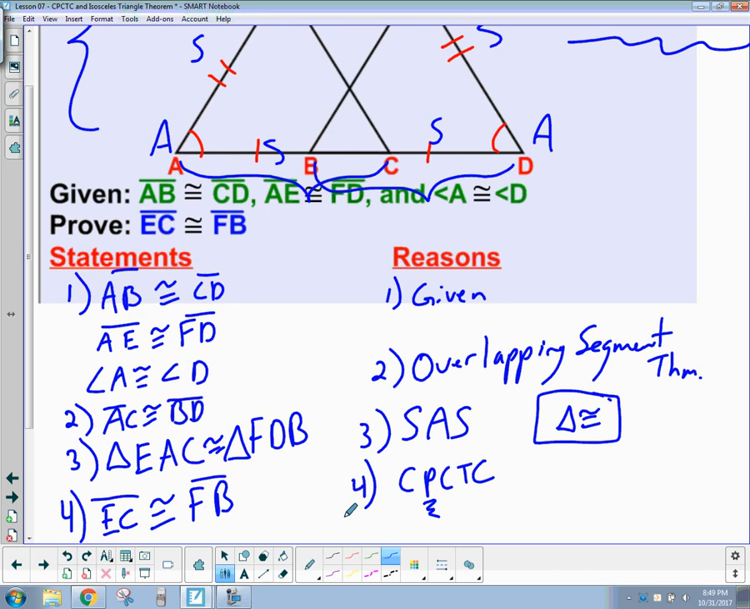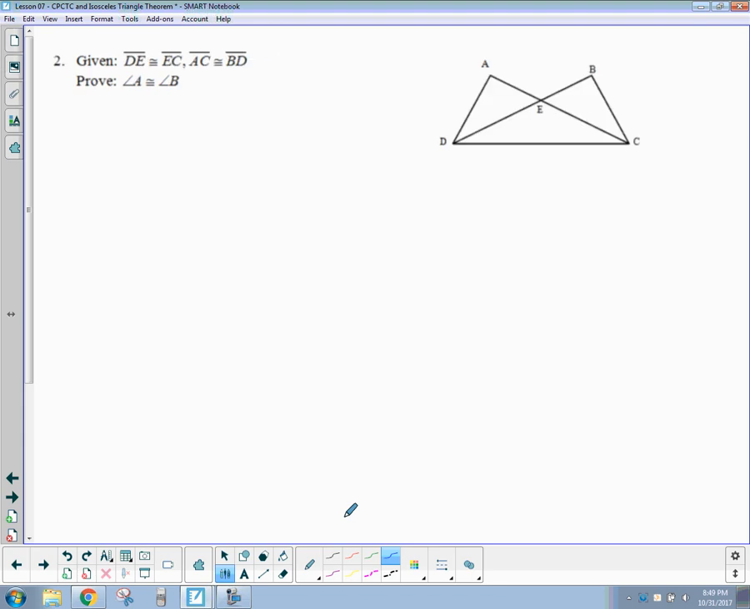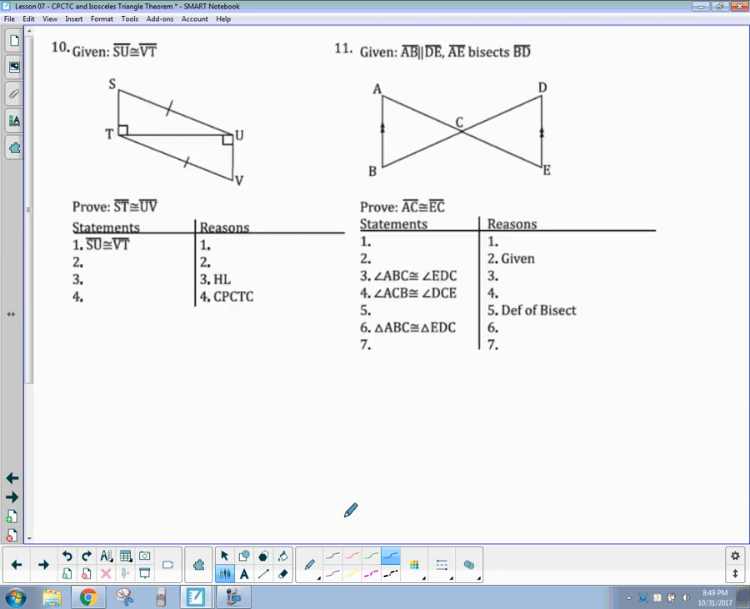We'll skip these for now, and the ones I assigned you, I have the answer key posted. So just reference the answer key for these.